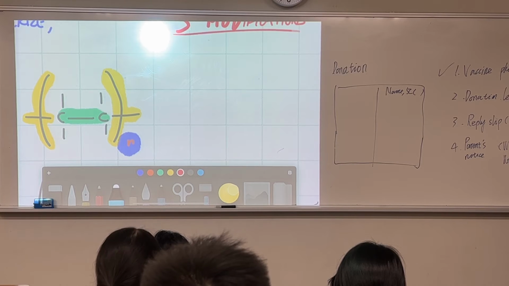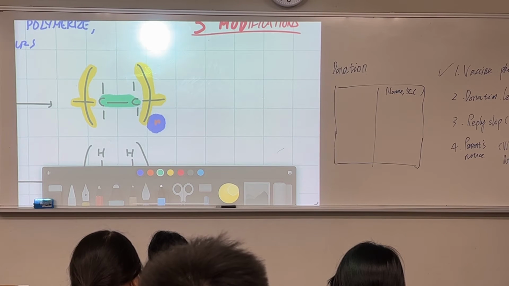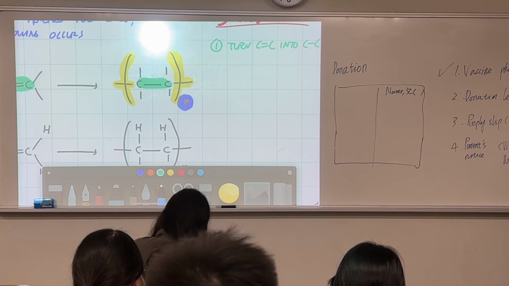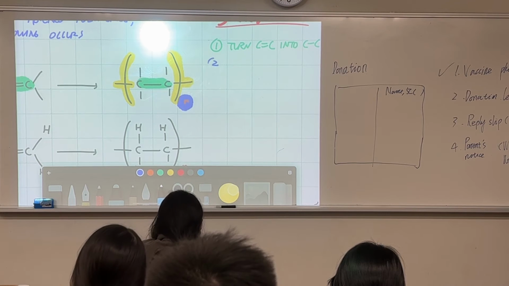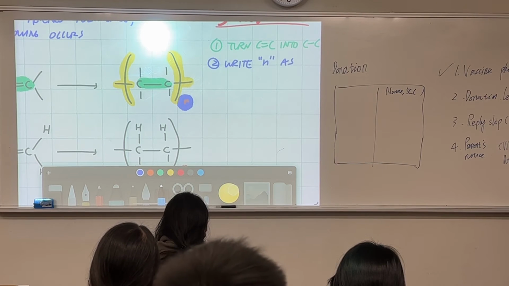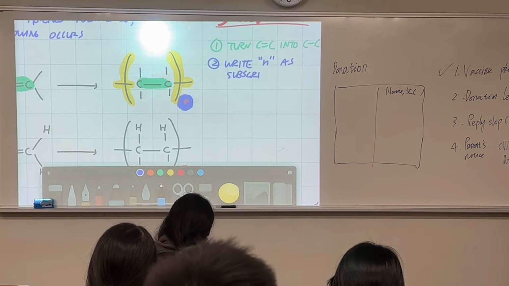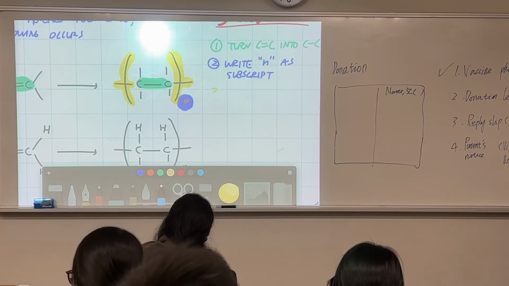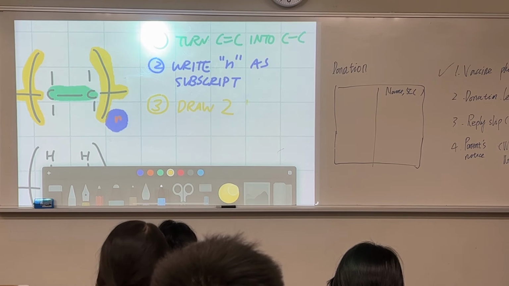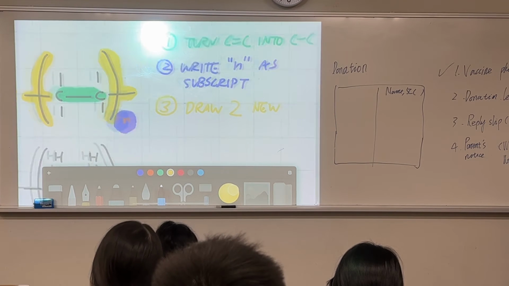Okay, to make. Number 1, turn the CC double bond into a CC single bond. The first thing you need to do. The second thing you need to do is to write N as a subscript outside a bracket. Yeah, and finally, point number 3 is to draw 2 new bonds sticking out from each side of the carbon.